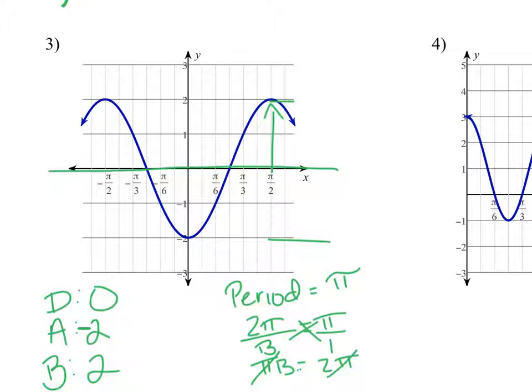So y equals, I need a space for this, A cosine (bx plus d). There is no d, so I'm just going to get rid of that. B is 2. That's a 2.